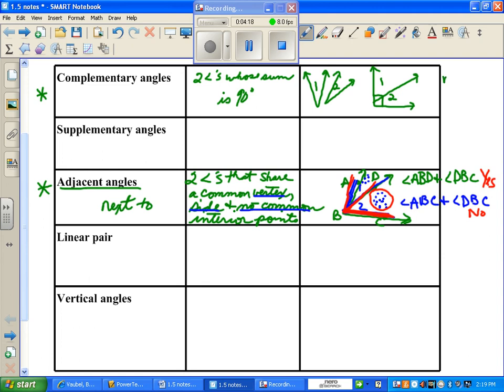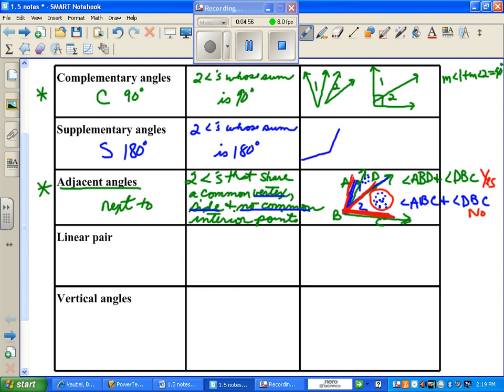So here's what I would write. The measure of angle 1 plus the measure of angle 2 equals 90 degrees, because angle 1 and 2 are complementary. So complementary angles add up to 90 degrees. Supplementary angles are going to be similar. They are two angles whose sum is 180 degrees. So supplementary is 180 degrees. Again, they do not have to be adjacent.